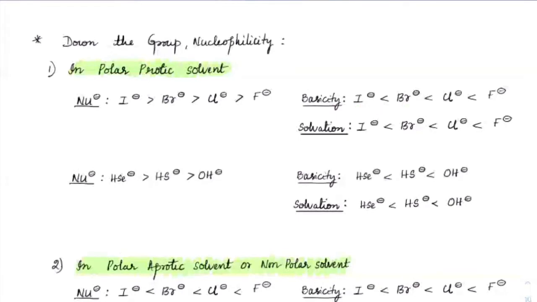When it comes to basicity, basicity only depends upon the size of the ion, how much it can solvate. So you see I minus, Br minus, Cl minus, and F minus will have very high solvation. So you can see basicity always goes in parallel with solvation. So therefore, this is how the order would be.